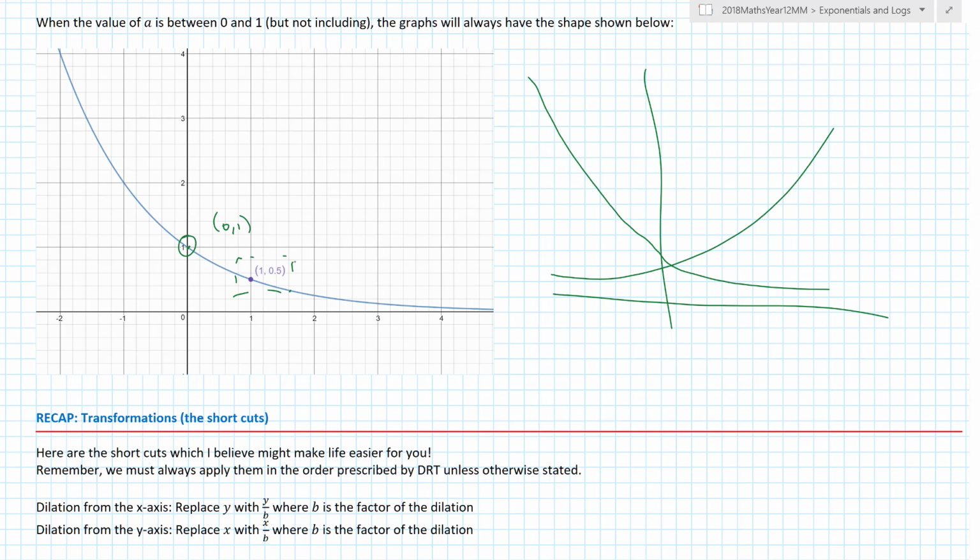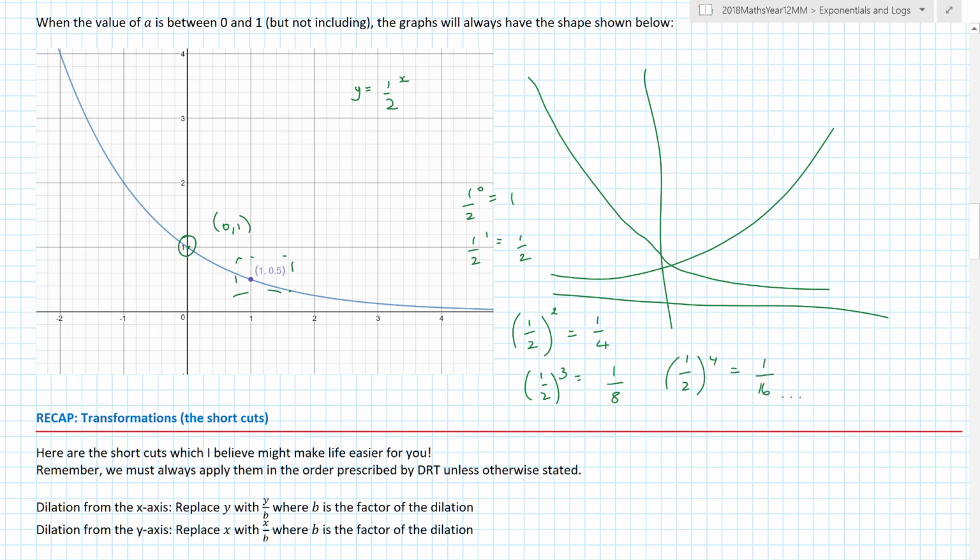Why? In this case, this graph would be y equals a half to the power of x. When we have a half to the power of 0, it's still 1, so that's my coordinate position there. When we have a half to the power of 1, it's obviously a half, so that explains my (1, 0.5). When we have (1/2) to the power of 2, that becomes 1 over 4, and (1/2) to the power of 3 gives 1 over 8, and (1/2) to the power of 4 gives 1 over 16.